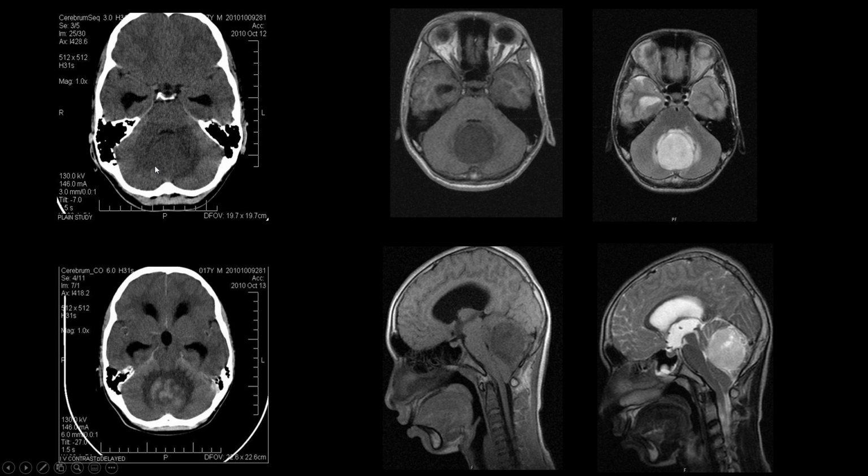This is the other case. You can see there is an iso to hyperdense mass lesion filling the fourth ventricle, dorsal to the fourth ventricle, displacing the fourth ventricle anteriorly with minimal perilesional edema. On IV contrast, there is intense heterogeneous enhancement. This is the perilesional edema, which is filling the fourth ventricle completely.